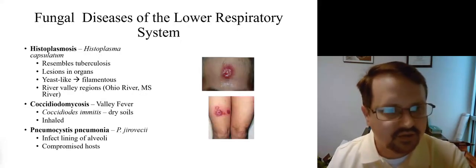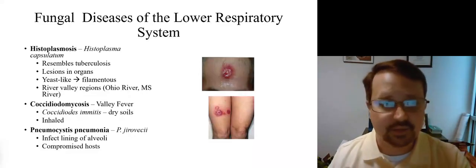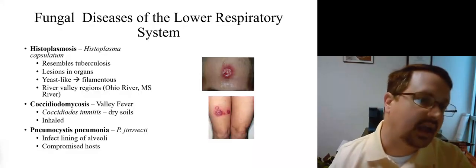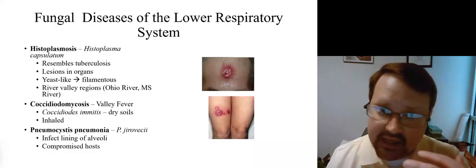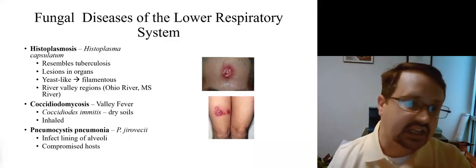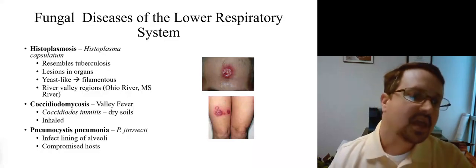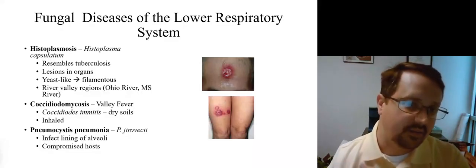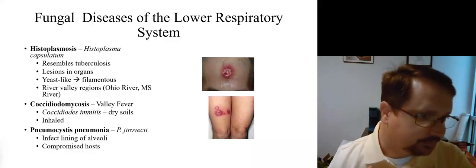50% is rhinoviruses. Okay. Now let's talk about fungal diseases that can affect the respiratory system but show up on the skin. Histoplasmosis, Histoplasma capsulatum. It looks a lot like and presents like tuberculosis. You'll get lesions. It's very yeast-like, almost filamentous. It's found in river valleys, like the Ohio River and Mississippi River.